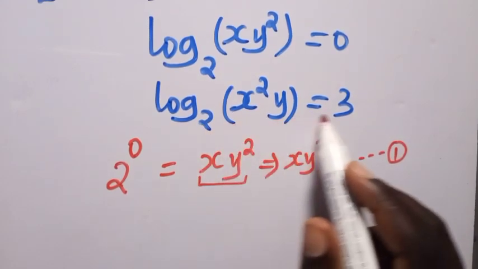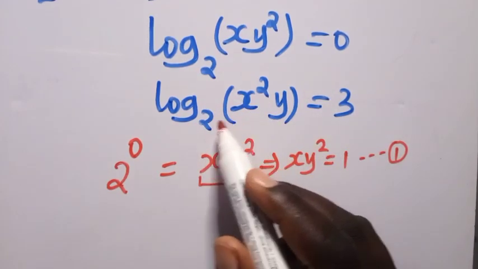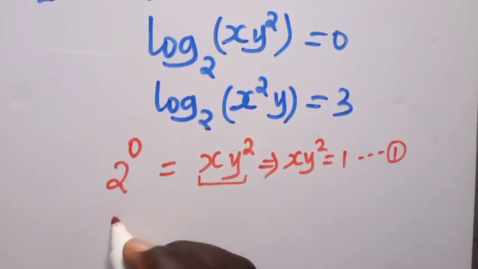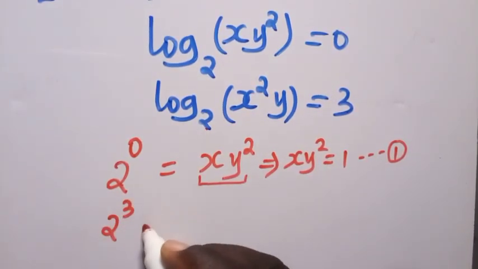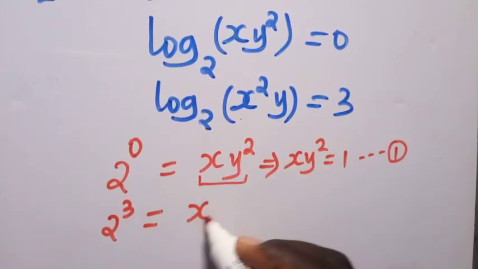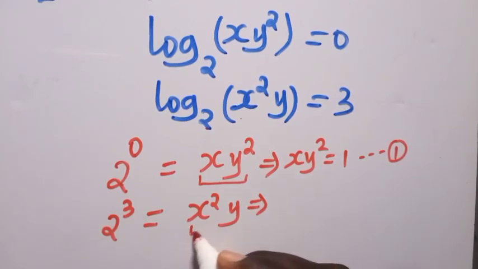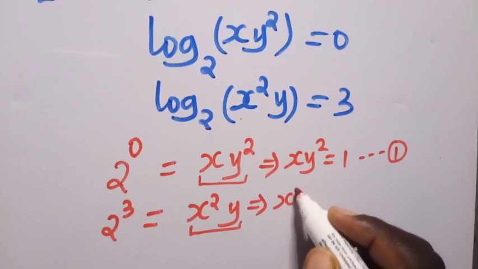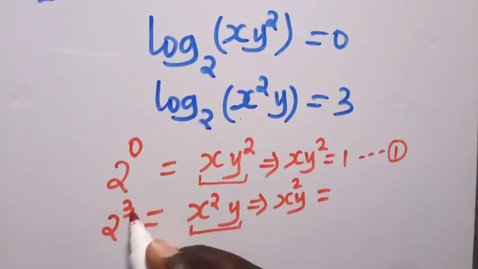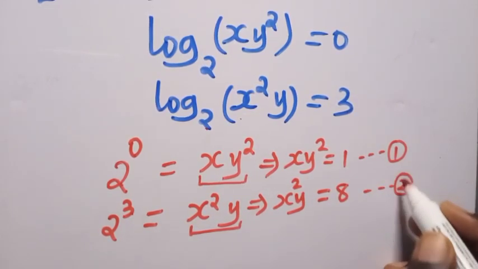Now, from equation 2, this is the second logarithmic equation, if we write it in index notation, we shall have 2 raised to 3 equals x squared y. And this implies that x squared y equals 2 raised to 3, which is 8. This is our second equation.